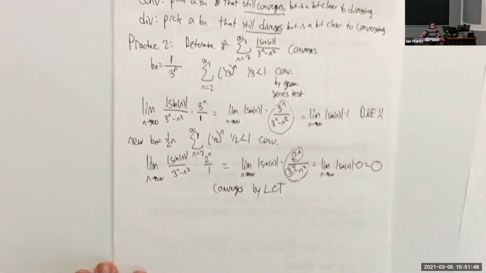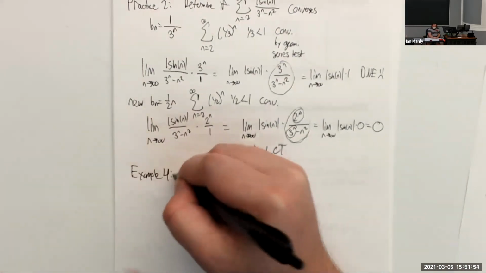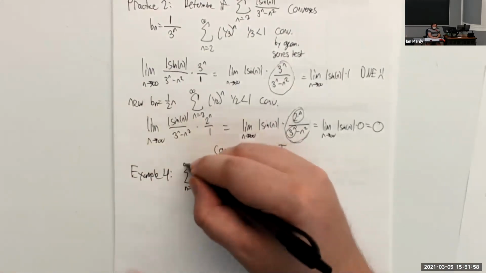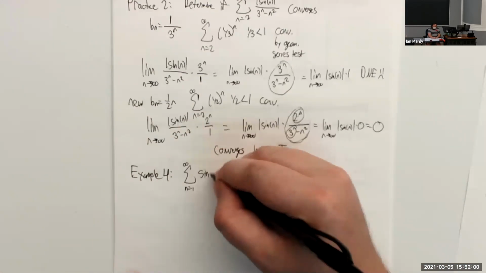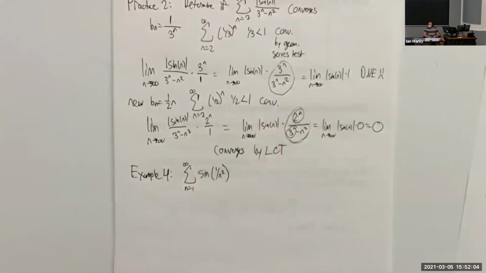All right, now I want to talk about one more thing, and then you guys can have a wonderful weekend. So in this one, I want to take a look at this series: sine of 1 over n squared. Now, this one kind of defies most of what we've done so far because there's not a fraction at all. It's just sine of something. Okay, well, what's going on with this?